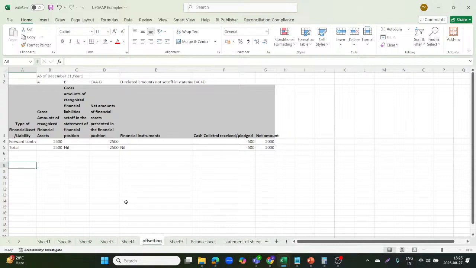Then you can assume the example of it is like here. This is your offsetting, how you are offsetting both these amounts, what you have received and what you have paid. We are netting off both the amounts, and the net amount is coming to be 2000. This is the offsetting. Now we are taking an example of the classified balance sheet.